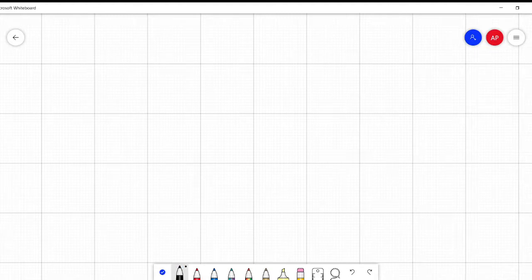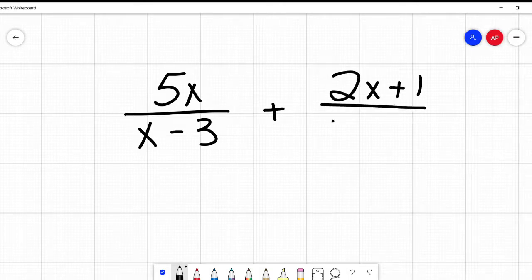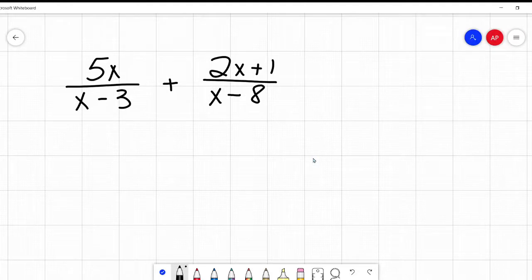The first thing they're going to throw at you is usually something like this. Let's say 5x over x minus 3 plus, let's say, 2x plus 1 over x minus 8. For something like this, they want you to have that same common denominator. It has to have a common denominator.